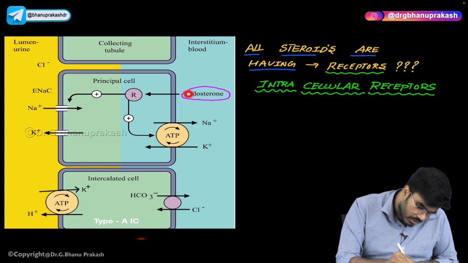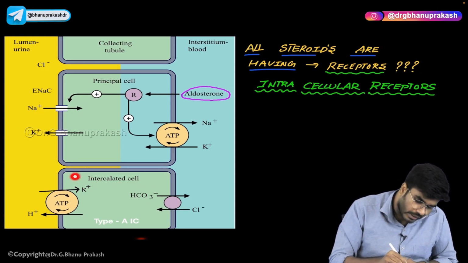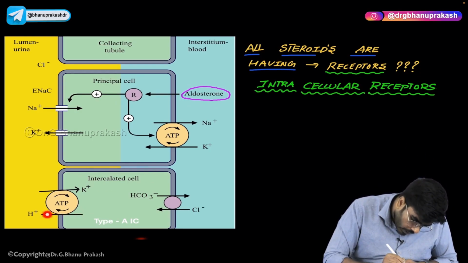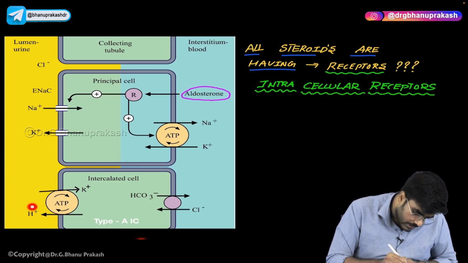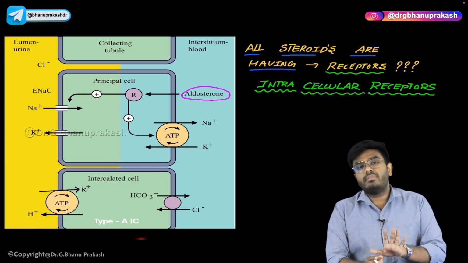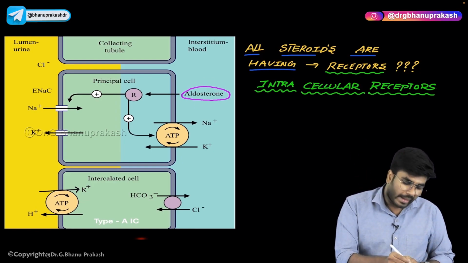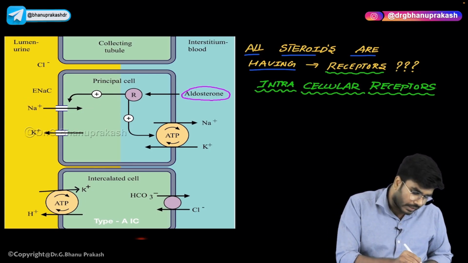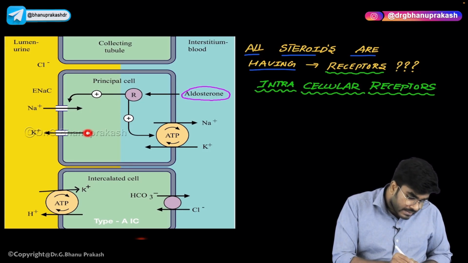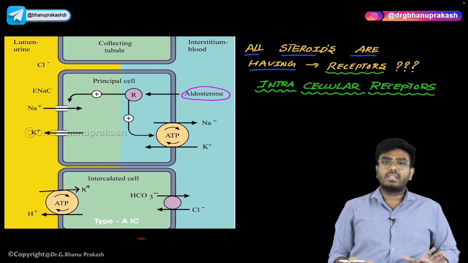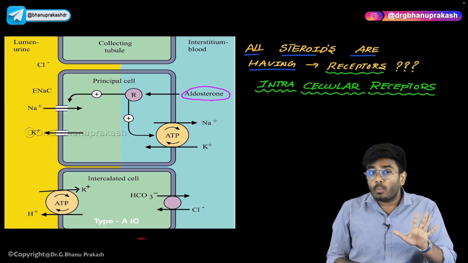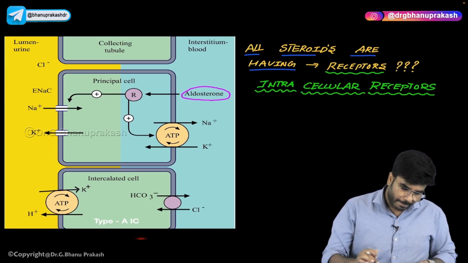Now, the same aldosterone, if it acts on the intercalated cell, this is a totally different cell. If it is acting on the intercalated cell, what is happening? Protons, not potassium, protons are getting excreted. So in a simple way, what I can say is aldosterone, by acting on the principal cell and intercalated cell, helps in reabsorption of sodium, reabsorption of water, and excretion of potassium and excretion of protons. So this is the basic function of aldosterone. And from where is aldosterone coming? Aldosterone is coming from the zona glomerulosa of the adrenal cortex.